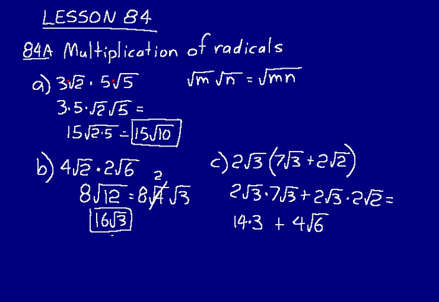So let's complete this. 14 times 3, that would just be 42. Plus 4. We can't simplify the square root of 6 any more than that without getting some strange decimal number. So we'll leave it like that. 42 plus 4 times the square root of 6. So a problem like that, all you have to do is expand as your first step, then go do your multiplications like we did in the previous problems.